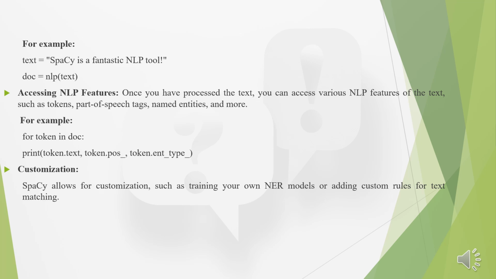Next thing is customization, training custom models. If the built-in models don't meet specific needs, SpaCy allows us to train custom models. For example, we can train a named entity recognition model for medical or legal documents by providing labeled training data. SpaCy also supports rule-based text matching. This allows us to define patterns to extract specific phrases, keywords, or structured data from text, for example, detecting product names or customer complaints in user reviews.